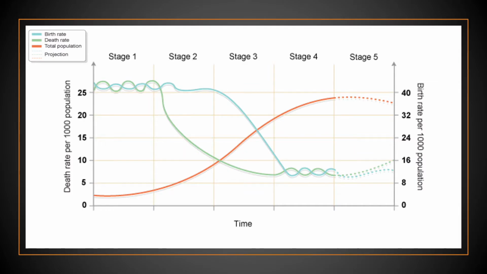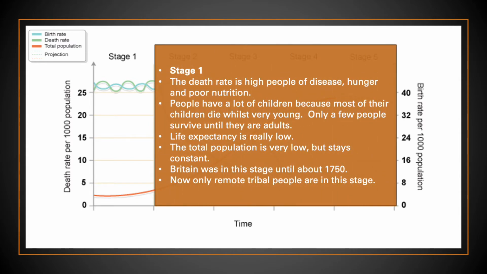Okay, so if we look at stage 1, stage 1 is Britain before about 1750. So quite a long time ago now, and in the modern world, there aren't that many populations which you describe as being in stage 1. Just remote tribes that live in the Amazon rainforest, for example, they might still be in stage 1. And in stage 1, the death rate is really quite high, and this is because of diseases spreading, hunger, and poor nutrition.